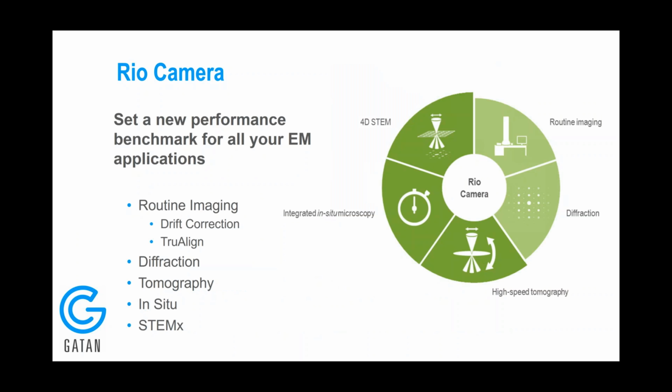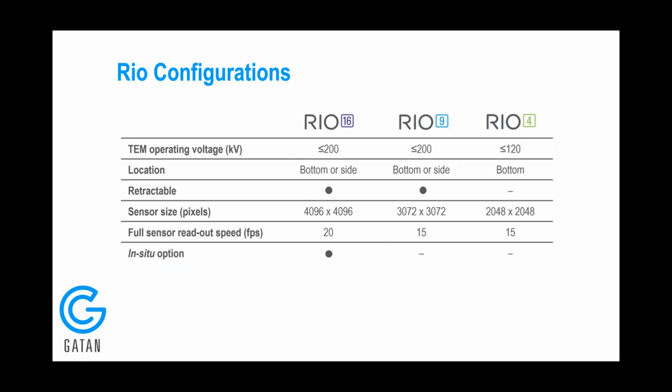And the last point I had on my first slide was that using the Rio camera, with the standard camera, you can do routine TEM imaging and diffraction. But with the addition of the in situ option, you can do a lot more. So this camera sets a benchmark so that you can expand the capabilities of your EM facility. You can do high-speed continuous tomography. You can do 4D STEM diffraction imaging. You can do in situ experiments. And this is all possible once you have the Rio camera.